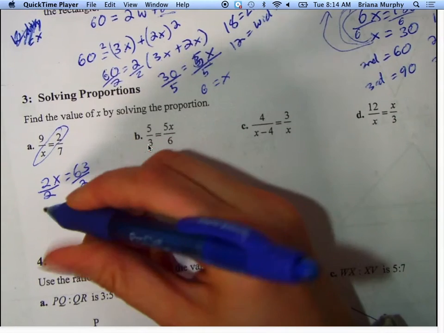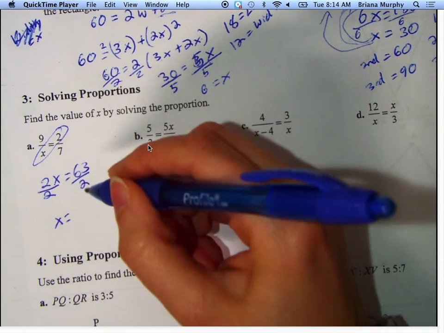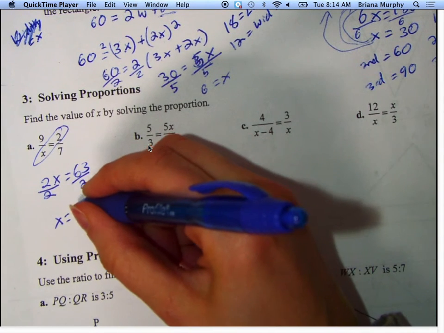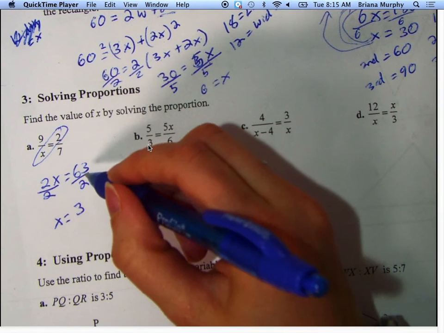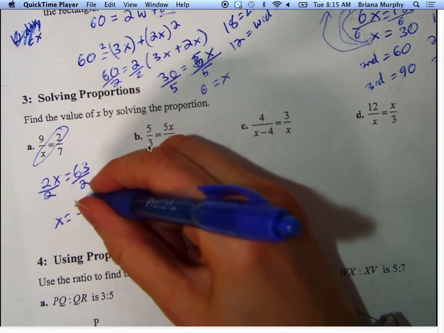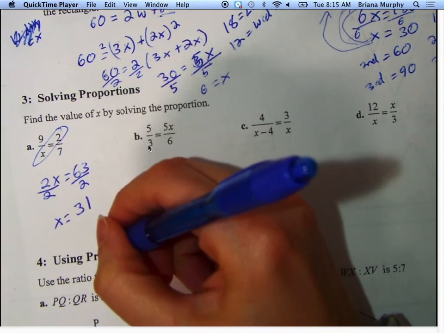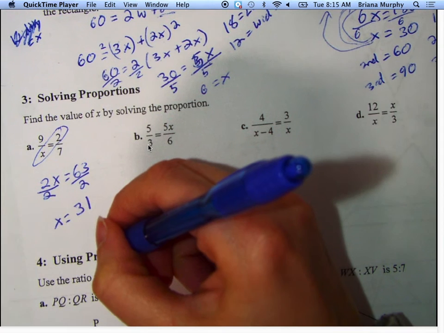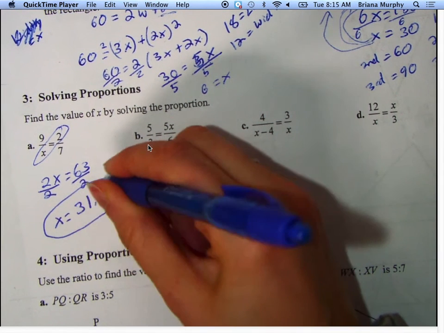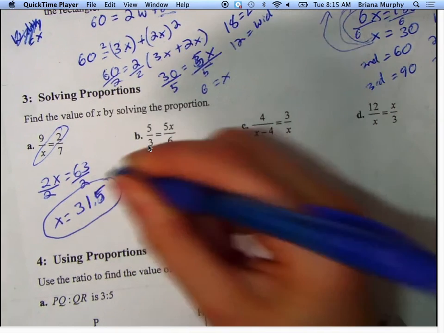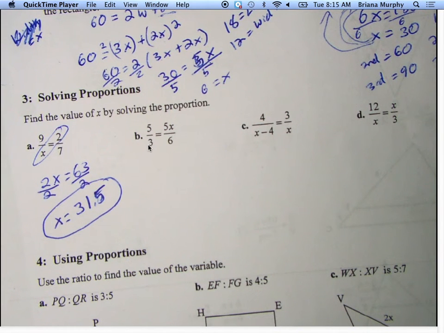2 goes into 63 how many times? 2 goes into 6 three times. Okay. 2 goes into 3 how many times? 1, with 1 left over. Okay. 0.5, yes. Got it. That's it.